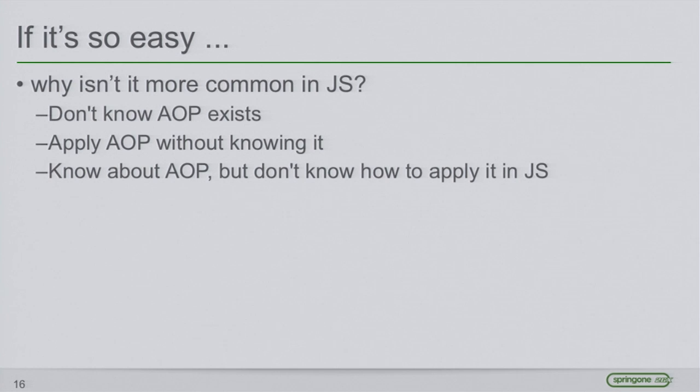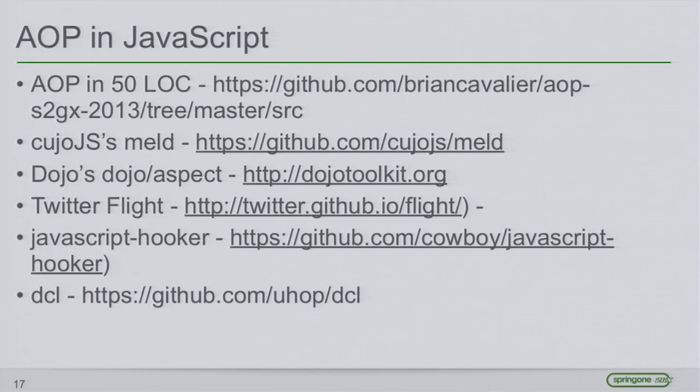And then there's a group of people, maybe in this room, who know what AOP is and have probably even used it, but they don't know what it looks like in JavaScript or how to apply it, or even if it's sort of kosher to apply AOP in JavaScript. And so I think there are probably more reasons, but I think this is a good summary of why we don't see it. But even so, like I said, it does exist. And I think it's starting to become a little bit more popular.